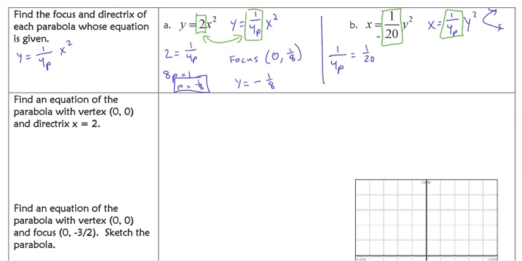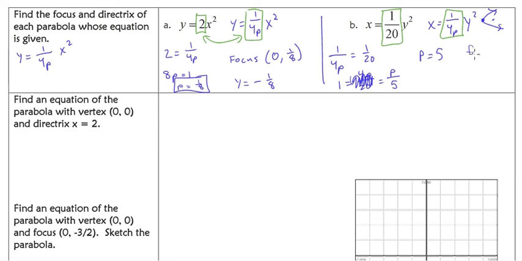Multiply each side by 4p, and we'll get 1 is equal to 4p over 20. That reduces down to p over 5. And if we multiply both sides by 5, we'll get p is equal to 5. So then where is our focus? Remember, this one's opening to the right. So right here is the origin. The focus is 5 to the right.